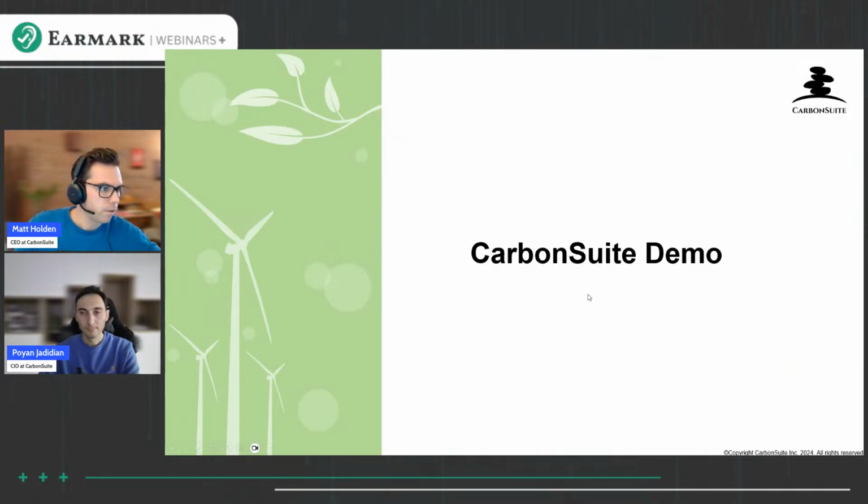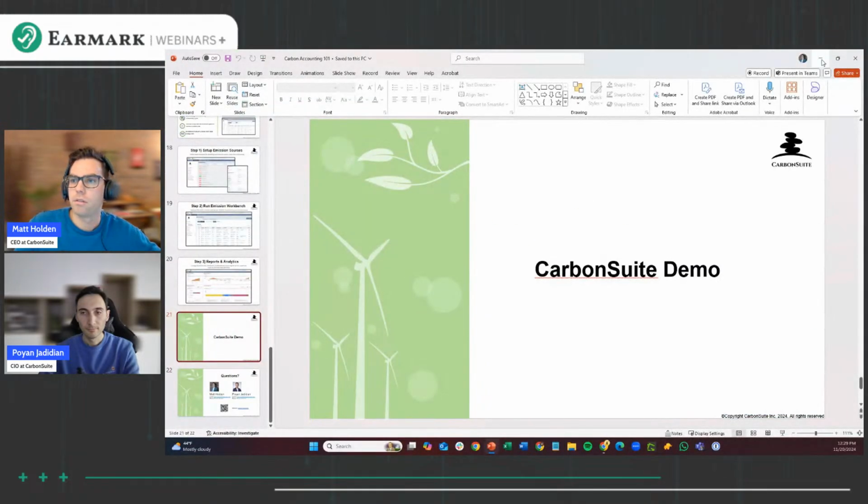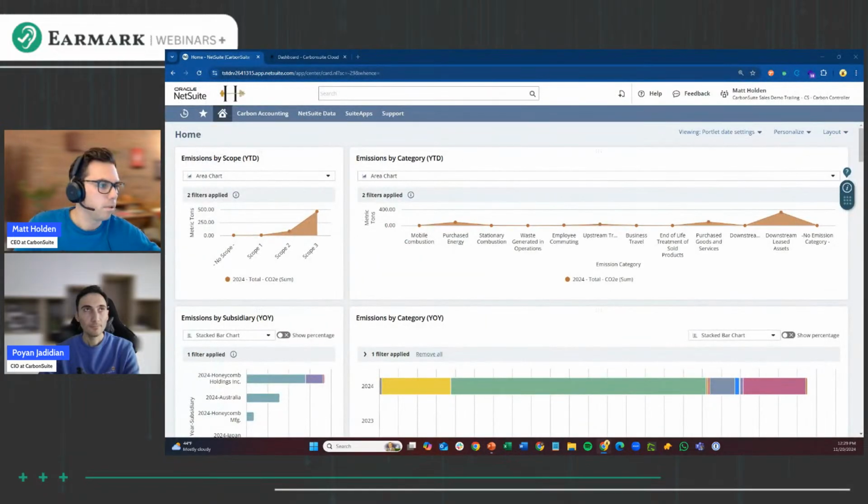So let me actually pivot over and share the application here. So let me exit out of this and get my screen up. It's looking pretty good on my other monitor.